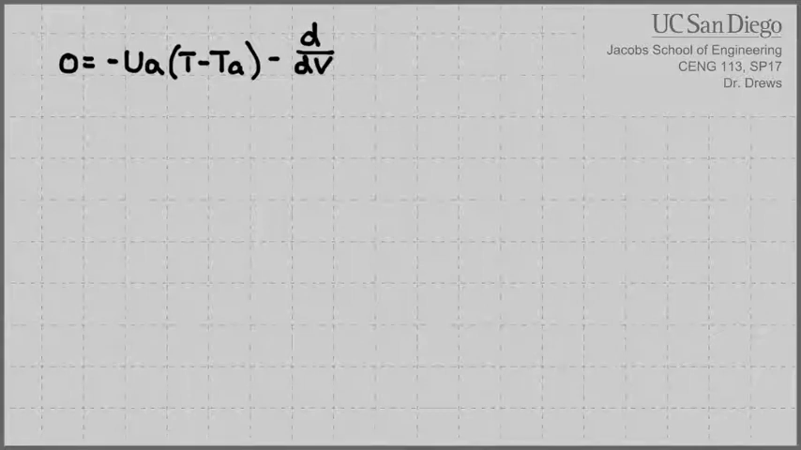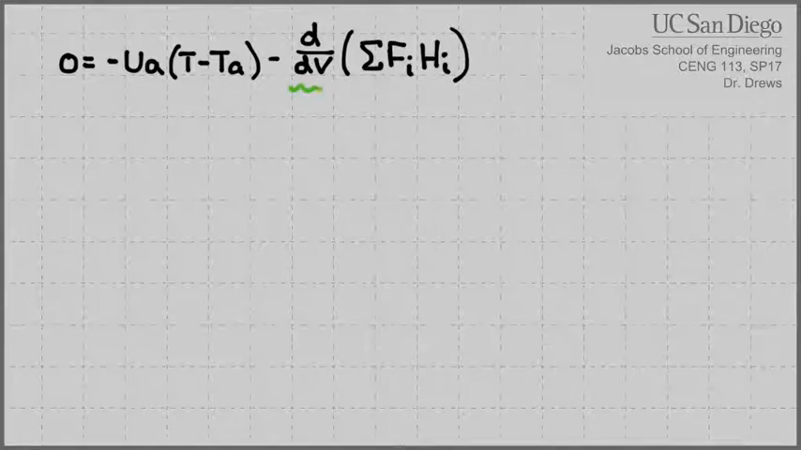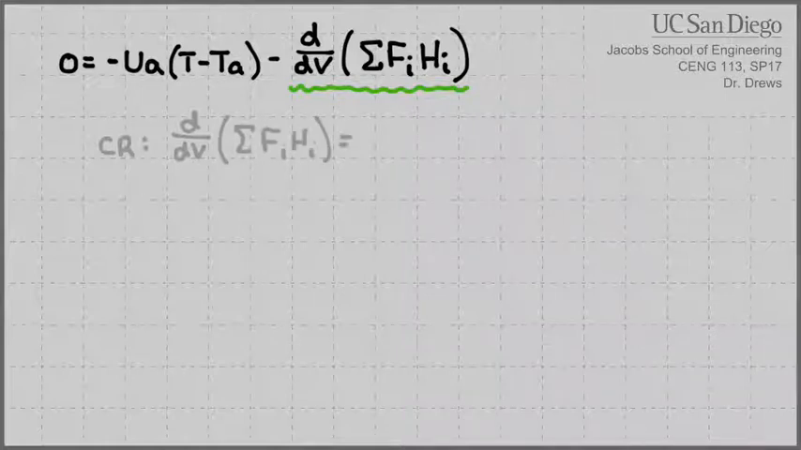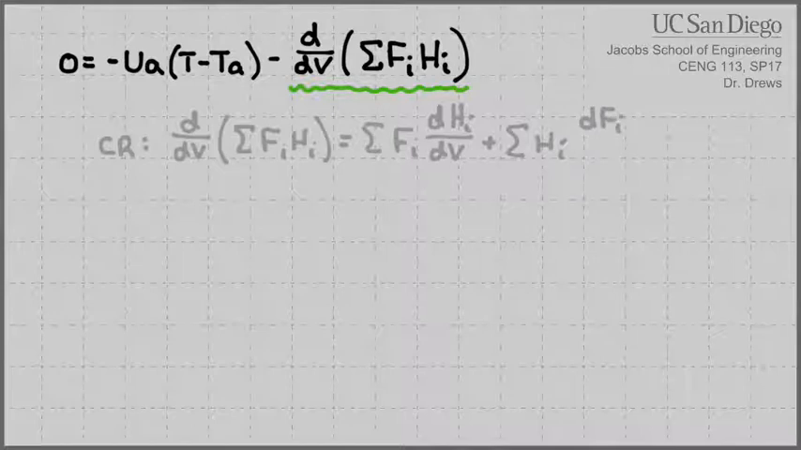minus the change with respect to volume of the term sum of F sub i H sub i. This term should look a little bit familiar. We had to wrestle with that term from our last energy balance, except it was sum of moles of i times enthalpy of i. So we're going to use all the same tricks that we used previously. Among other things was the chain rule. So chain rule is abbreviated as CR here, which is d dV of this sum of Fi Hi is equal to the sum of the first one, Fi dHi dV, plus the sum of the second one, Hi times dFi dV. Right, that's just chain rule. There's no special thing there.